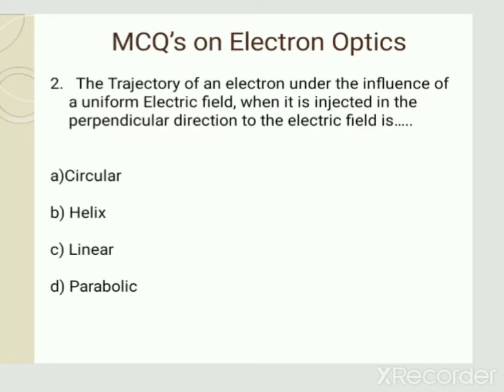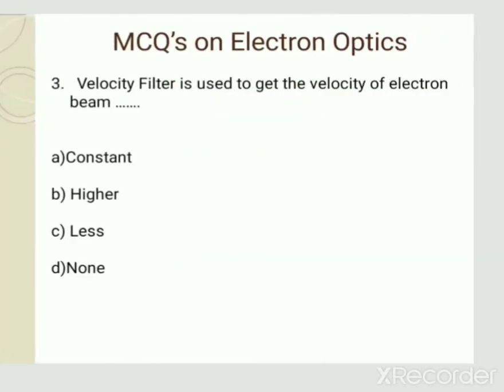And we know that circular path is followed when the electron enters in perpendicular magnetic field. Helix is the path followed by the electron when it enters at an angle to magnetic field. And linear path is when the electron is parallel to the direction of electric field as well as when it is parallel to the direction of the magnetic field. So for perpendicular electric field, electron follows a parabolic path.